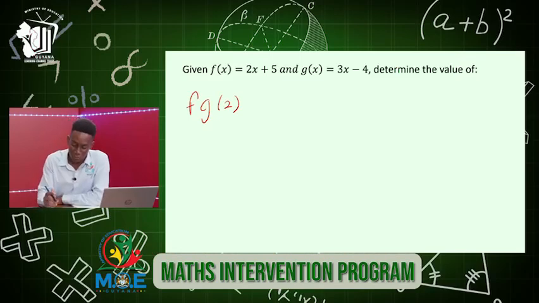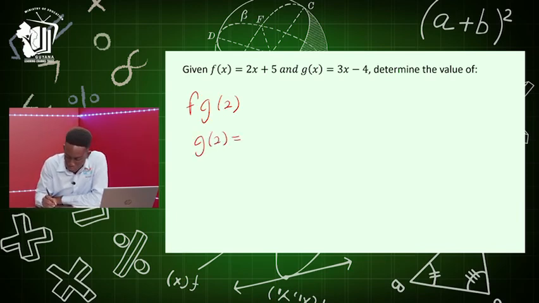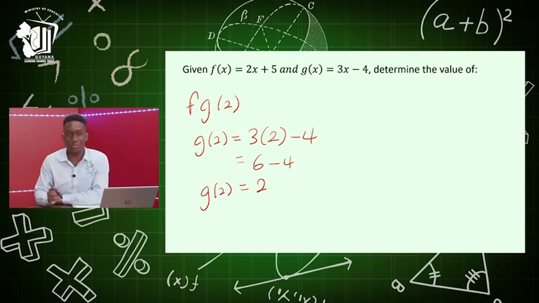So fg of 2. In this case, we're taking the function g of 2 and we're putting it inside the function f. So we can first find g of 2. So g of 2 would be equal to, we'll use the function g of x. So this will be 3 multiplied by, instead of x, we'll say 2, subtract 4. So 3 multiplied by 2 would give me 6. 6 subtract 4 would give me 2. So g of 2 is equal to 2 after we work it out.